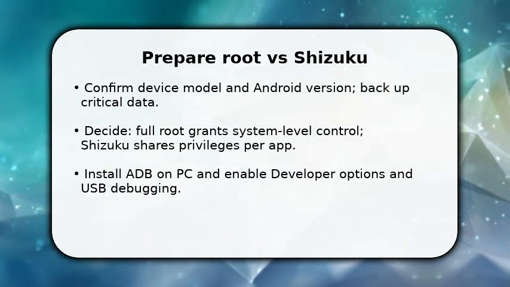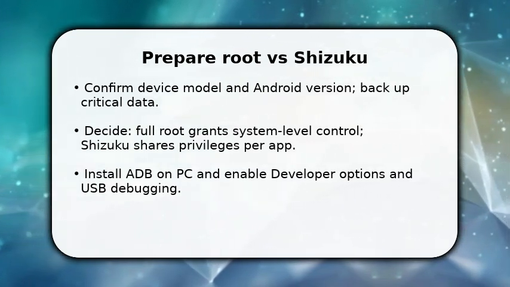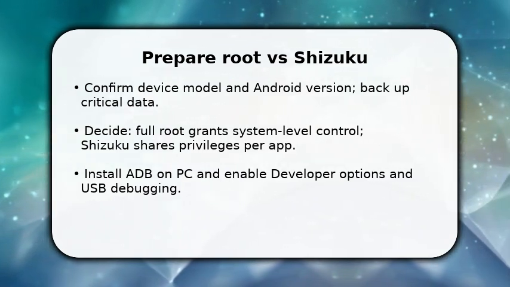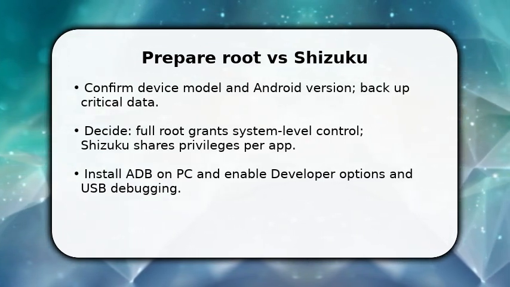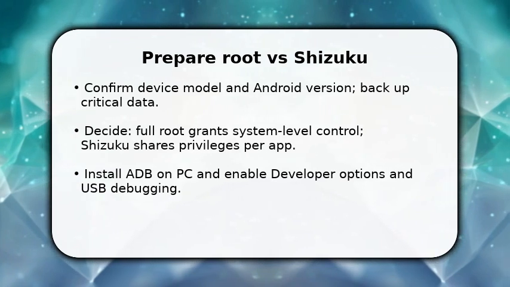Root gives complete system control. Shizuku exposes elevated APIs to apps without modifying system binaries. Next, install ADB on your PC and enable developer options and USB debugging. This is the first actionable step to communicate with the device.